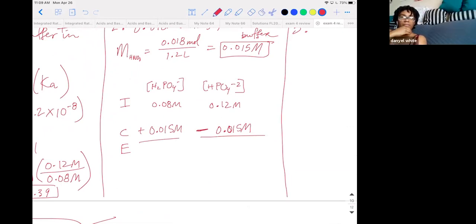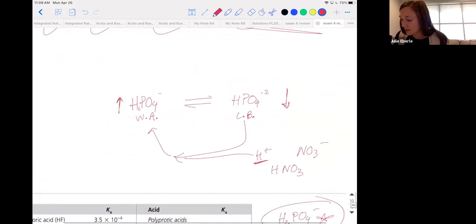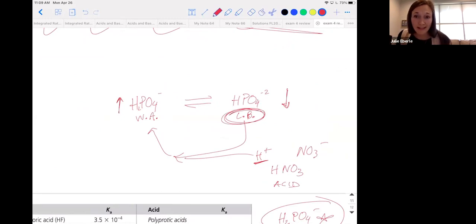Can you explain again really fast how you knew that it was the H2PO4, well, the one that was getting used up? Yes, Danielle. This is my conjugate base, right? Bases neutralize acids. I'm adding an acid down here. Bases neutralize acids. So that's why I said this one is going to get used up, because it's the one that's going to neutralize the acid. So if I'm using it up, the concentration will decrease in the buffer.